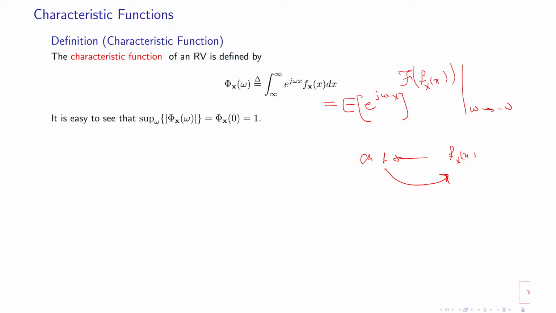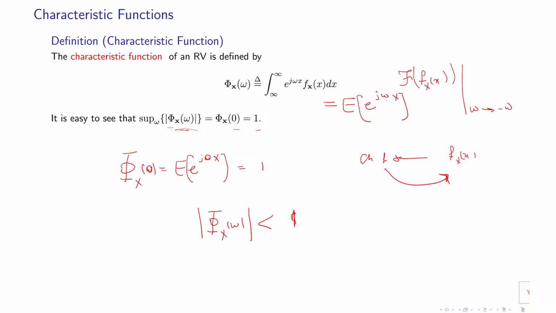Now here, if you put omega equals 0, the characteristic function phi_X(omega) will become the mean of e to the power of j times 0 times x. So e to the power of j0 is equal to 1. So you get 1. We have this property. Moreover, you can easily show that the supremum or the maximum of the absolute value of the characteristic function is always smaller than 1. You can show that the absolute value of phi_X(omega) is always smaller than or equal to 1.